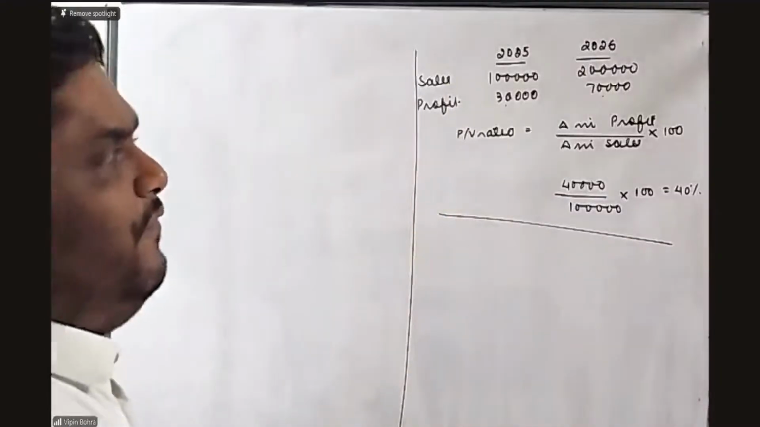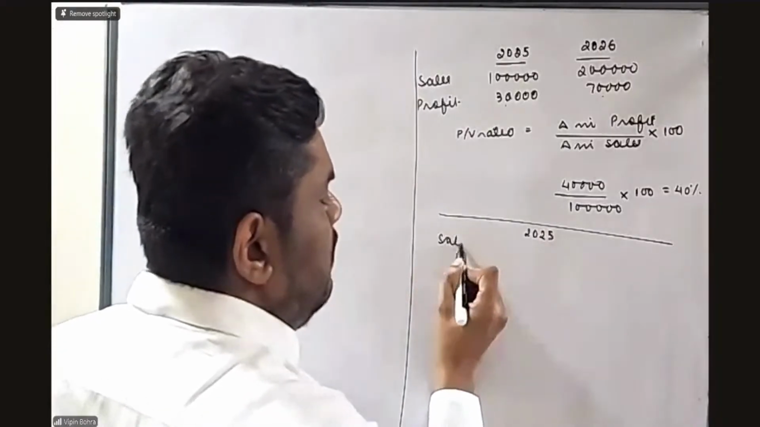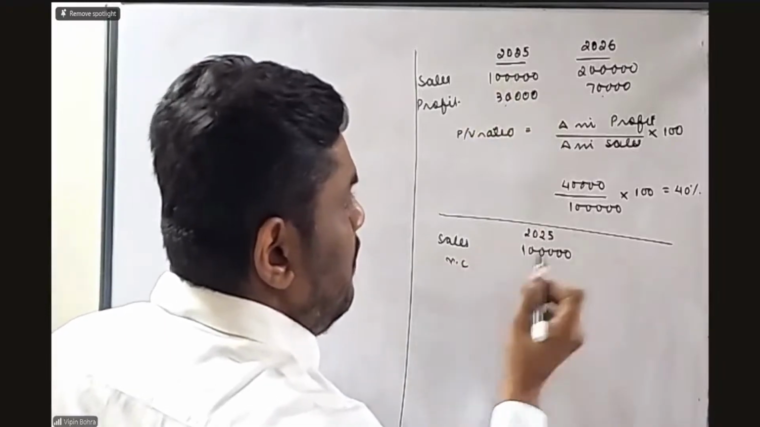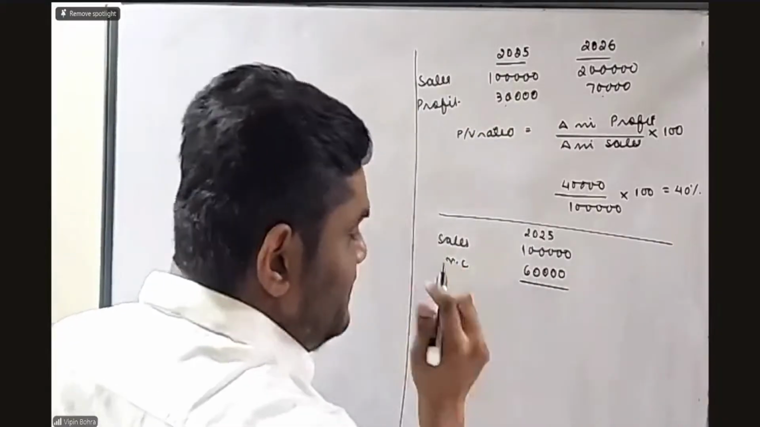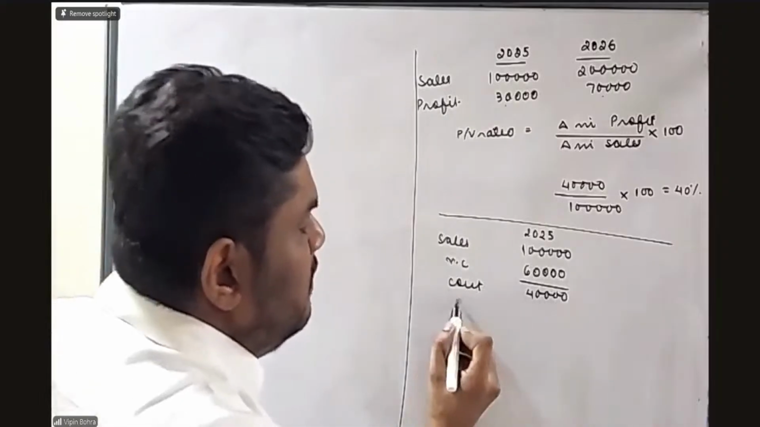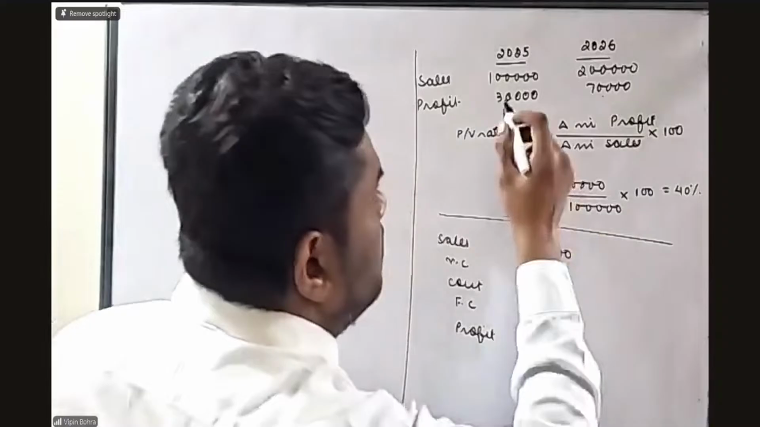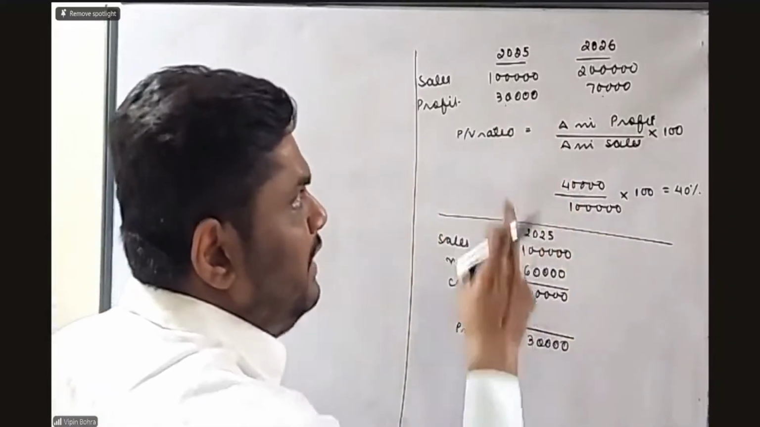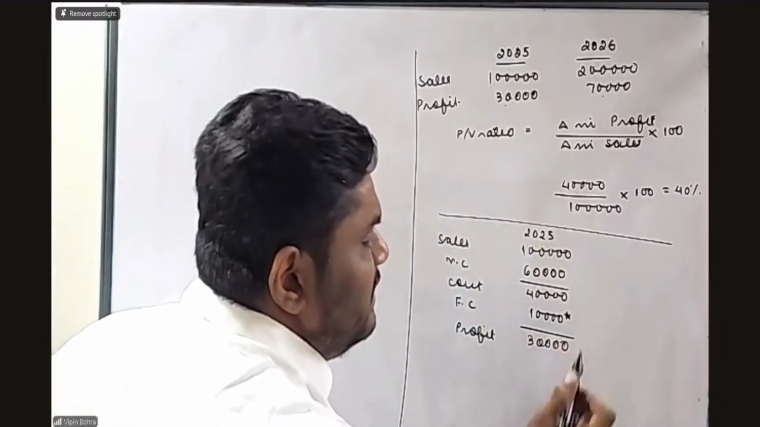If you want to calculate the fixed cost also, you can easily calculate it. So herein, if my sales is 1 lakh, my PV ratio is 40%, so variable cost will be 60%, that is 60,000. Therefore, my contribution will be 40,000. Fixed cost we don't have. My profit will be 30,000. So contribution is 40,000, profit is given 30,000. Therefore, fixed cost will be my balancing figure, that is 10,000.